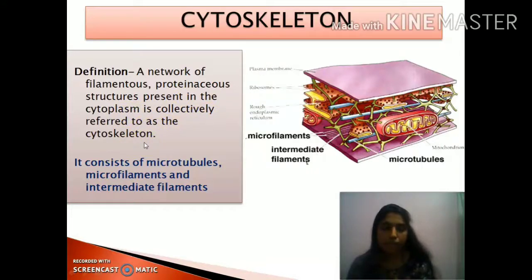Am I clear? That means within the cell, in the cytoplasm, different types of networks are formed, and these networks are formed with the help of several proteinaceous filaments, or several filaments made up of proteins. So this total network of the different proteins is termed as cytoskeleton. Now, what are these filaments actually made up of? The cytoskeleton actually consists of three types of filaments: microtubules, microfilaments, and intermediate filaments.